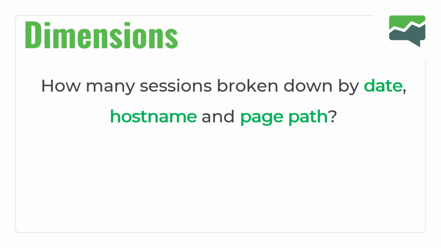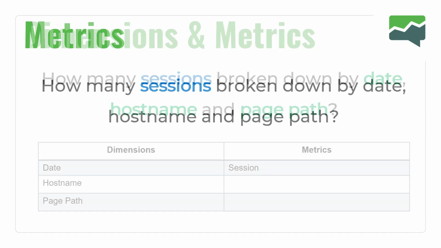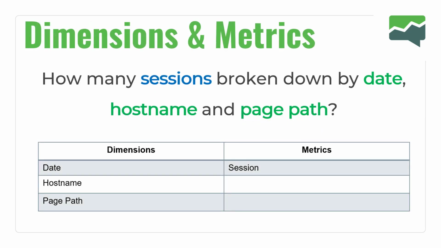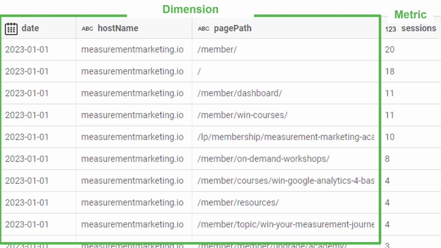Dimensions, guys, what are your dimensions? 3 dimensions here: date, host name, page path. Metric, you got that right: sessions. Okay, so there we have it. We have our dimensions, we have our metrics, right? And I know you're dying to look at that table, so I'm not going to hold you back. Here is that table. It's showing you host, page path, sessions. Here are your dimensions, here are your metrics.